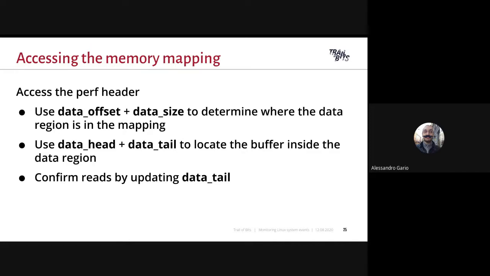Once we have acquired our data, we update the data tail field to confirm to perf that we have read this buffer. Failing to do so for whatever reason will cause perf to generate a warning when the new data will eventually wrap around and override what perf thinks was unread.